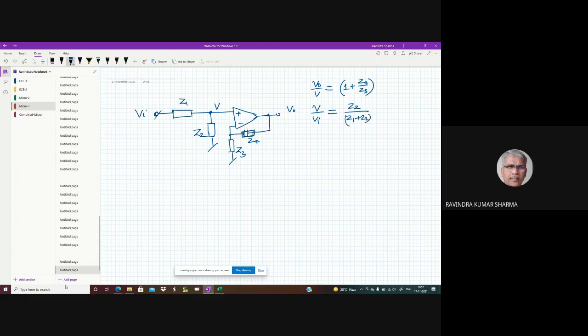अब मल्टीप्लाई कर दो दोनों को. That will be VO by VI. So VO by VI happens to be what? Z2 times Z3 plus Z4 divided by Z3 times Z1 plus Z2. Is that okay?